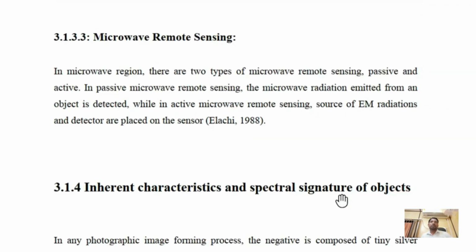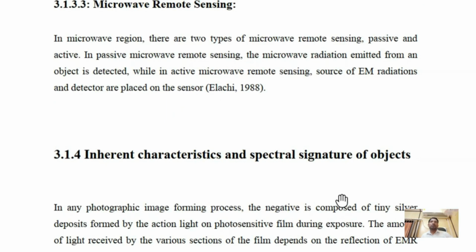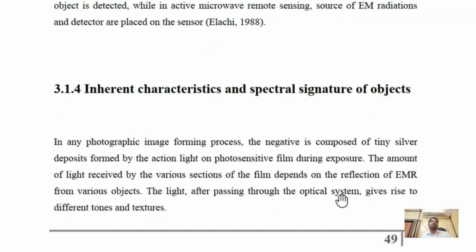Microwave remote sensing. In the microwave region, there are two types of microwave remote sensing, passive and active. In passive microwave remote sensing, the microwave radiation emitted from an object is detected, while in active microwave remote sensing, the source of EM radiation and the detector are placed on the sensor. Inherent characteristics and spectral signature of object.